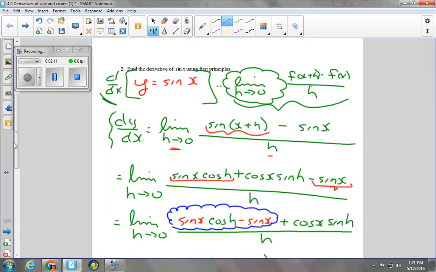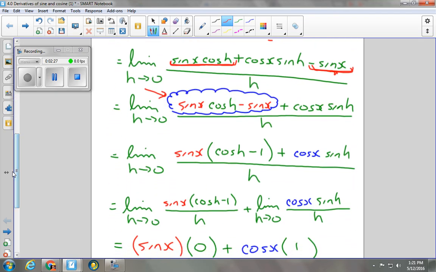Then we can rearrange this. I take sine x cos h and the minus sine x and put them together, that's what I have in blue. Then I can factor out a sine x, the ones written in red. That ends up looking like this: sine x times cos h minus 1, plus cos x sine h, all over h.